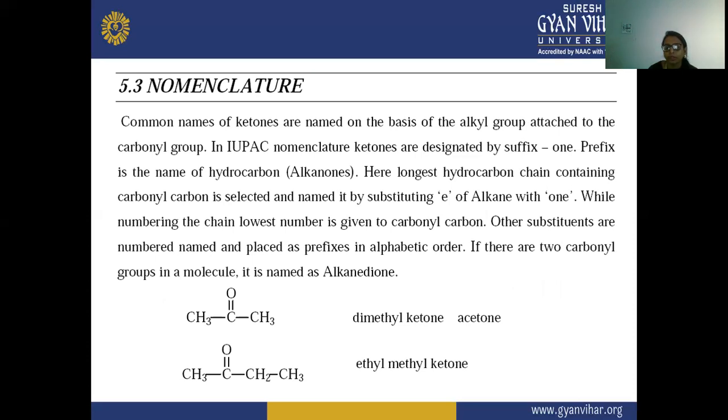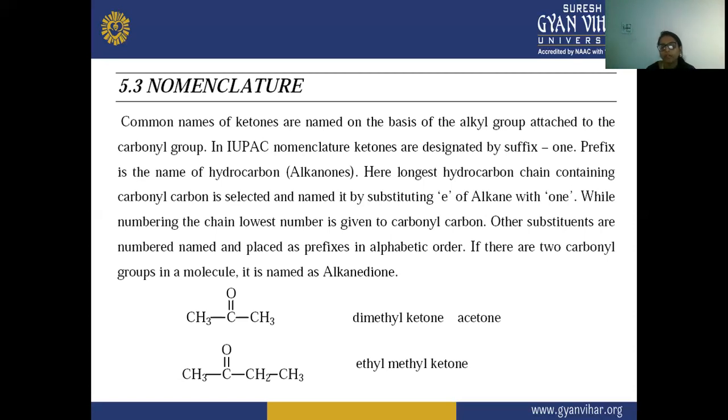So the IUPAC nomenclature. In IUPAC nomenclature, the ketones are designated by suffixing "one". So "one" is designated on this ketone, and the prefix is the name of the hydrocarbon. So the name that we will use here is alkanone. The longest hydrocarbon chain containing the carbonyl carbon is selected and named by substituting the E of alkane with "one".